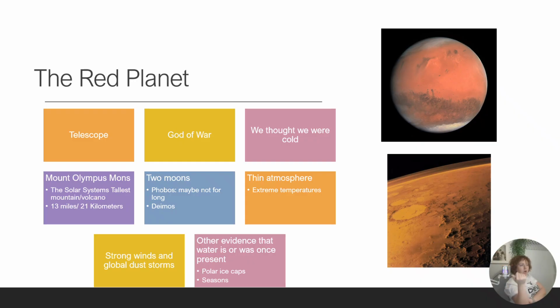On Mars, there is Mount Olympus Mons, which is the tallest mountain in the solar system. And I say mountain slash volcano because it once was an active volcano. It is about 13 miles tall or like 21 kilometers, which is really, really big. Like I said, it has two moons, but we'll see for how long. Phobos and Deimos.